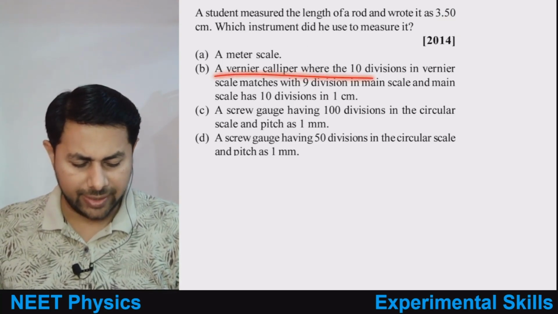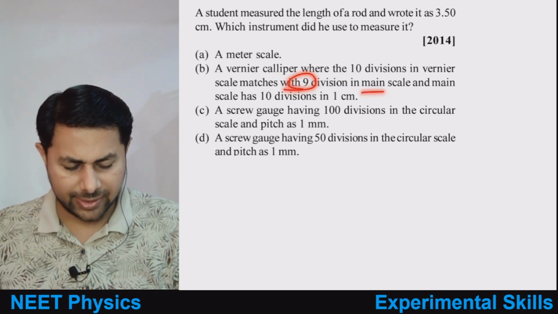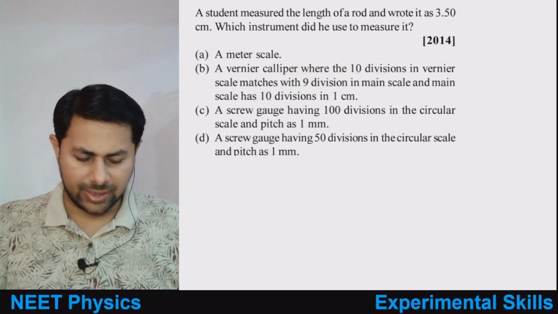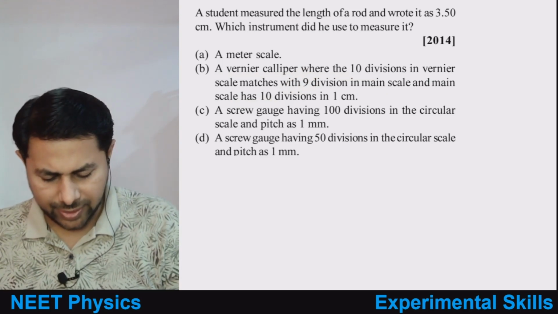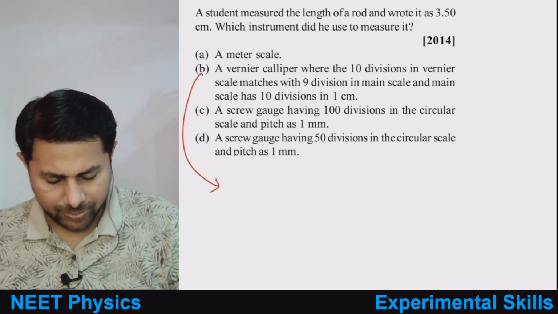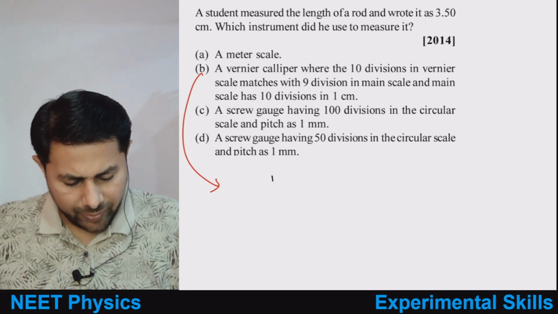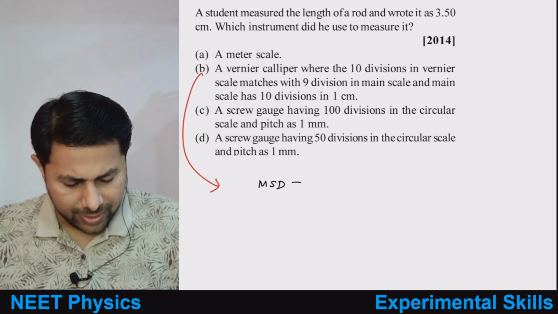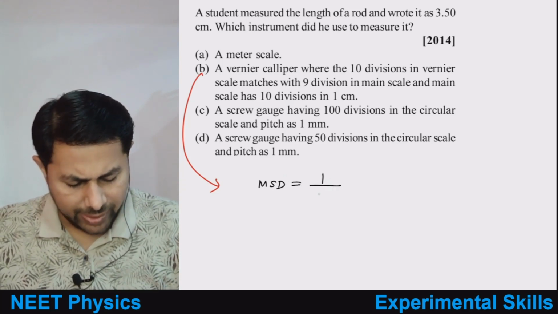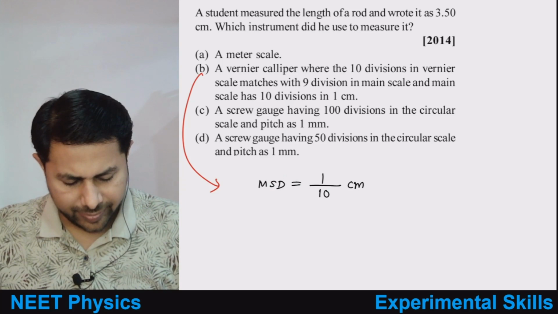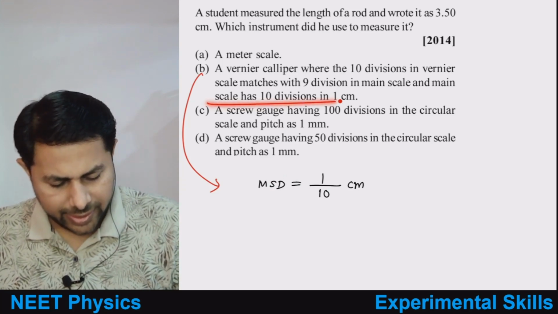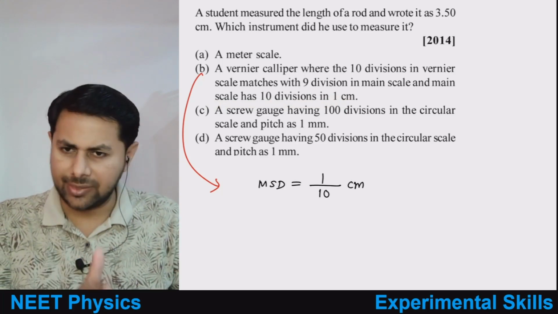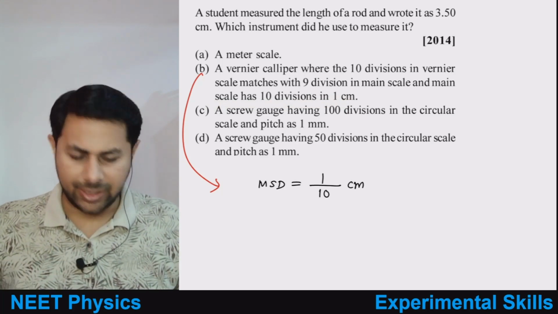Vernier caliper where 10 divisions in the vernier scale match with 9 divisions in the main scale, and the main scale has 10 divisions in 1 centimeter. That means for option B, the MSD, the main scale division, is equal to 1 divided by 10 of a centimeter, because it has 10 divisions in 1 centimeter. So the main scale division is 1 by 10 of a centimeter.